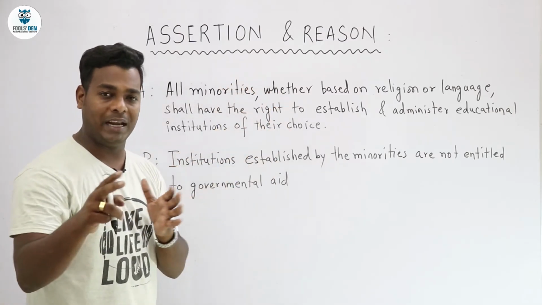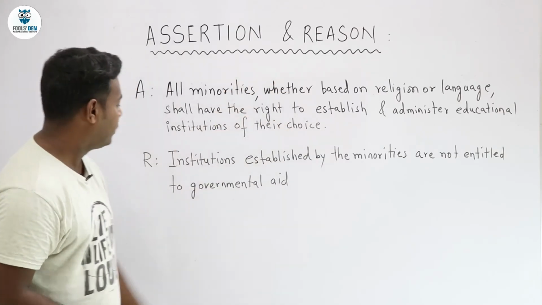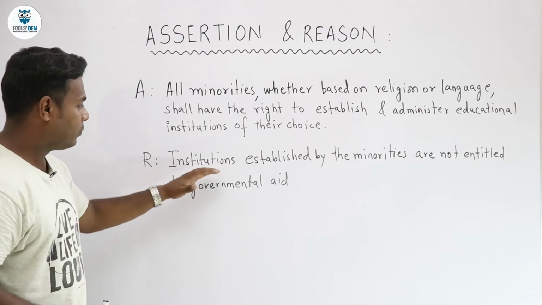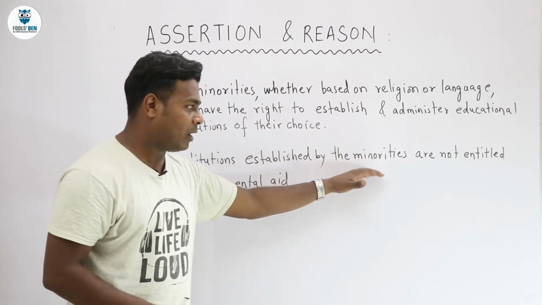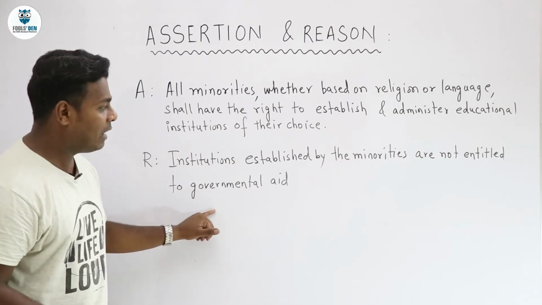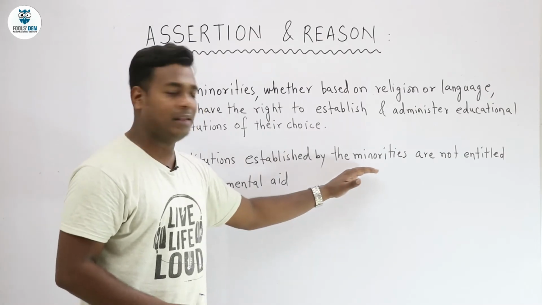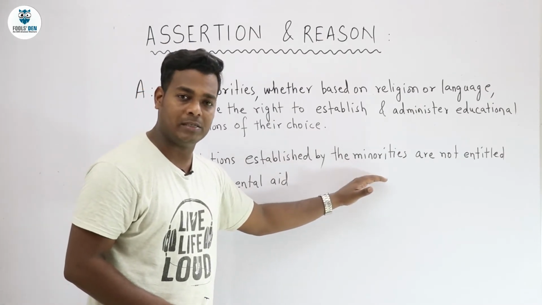And if you go and read the Constitution, this is there in the Constitution. Okay, now going to the second statement. Institutions established by minorities are not entitled to governmental aid. Don't you think it would be very mean on the government's part that they are not funding the educational institutions of minorities, right?